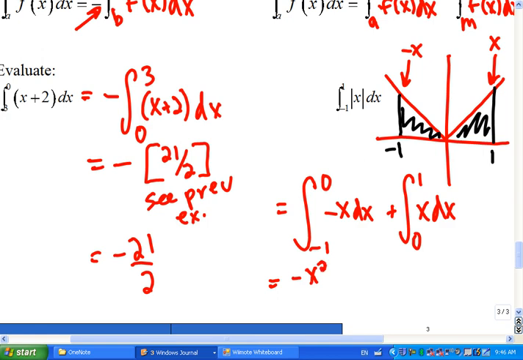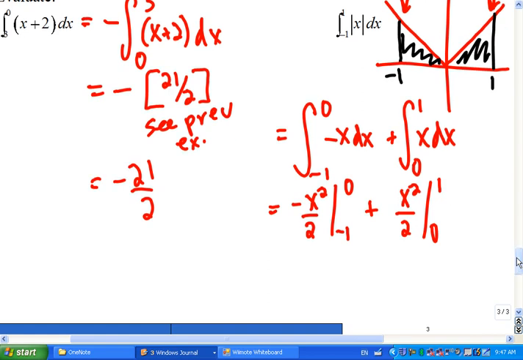This would be negative x squared over 2 from negative 1 to 0 plus x squared over 2 from 0 to 1, which will give me 0 minus negative a half plus 1/2 minus 0, so I end up with 1.